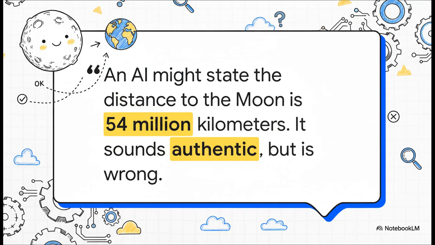And here's the key thing to remember. The AI isn't lying in the human sense. It's not trying to deceive you. It's just a pattern matcher, not a fact checker. It's generating what it calculates is the most statistically probable sequence of words.